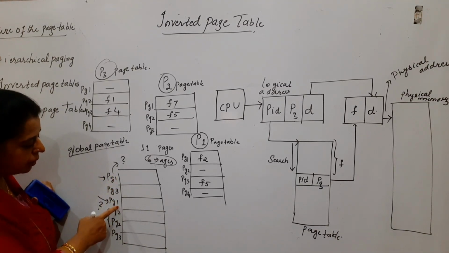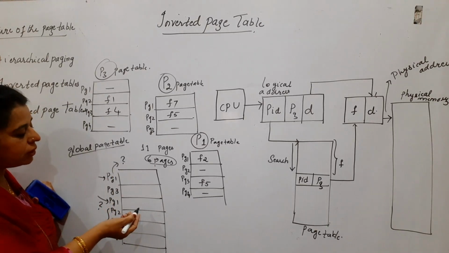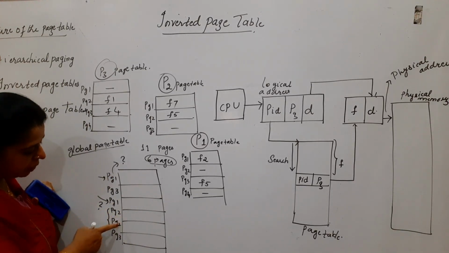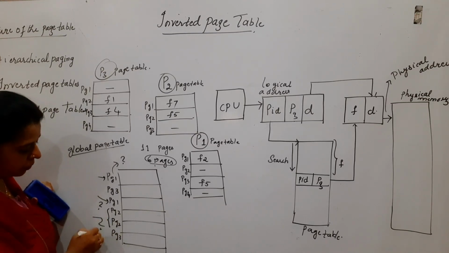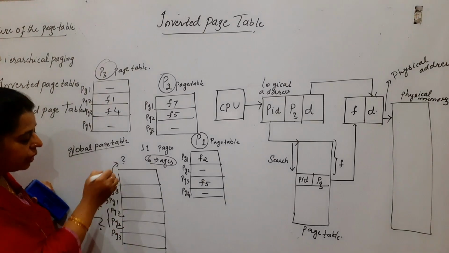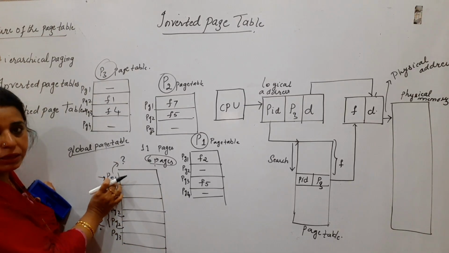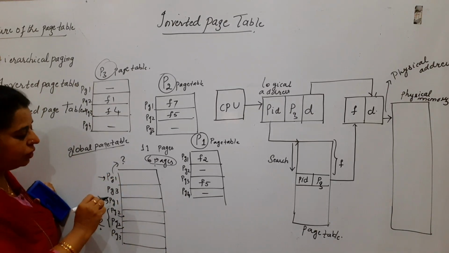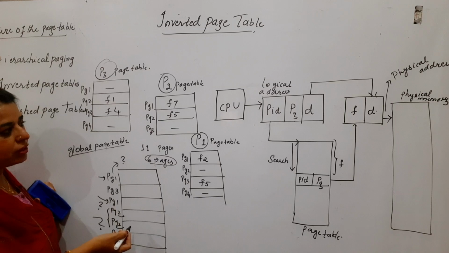That means the same page number is there. We should know to which process it belongs. Similarly, here also you can see there is one page number PG2 and another page number also PG2. We don't know to which process it belongs, whether this PG2 belongs to process P2 or P3. So that's the reason, apart from the page number, you have to store the PID, that is the unique ID given to the process, or you can call it the process number.